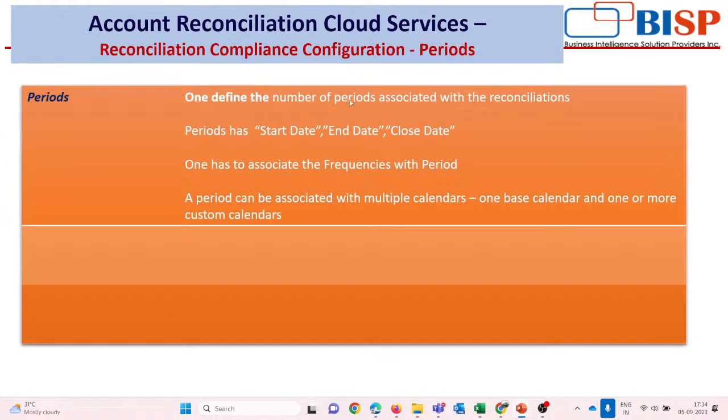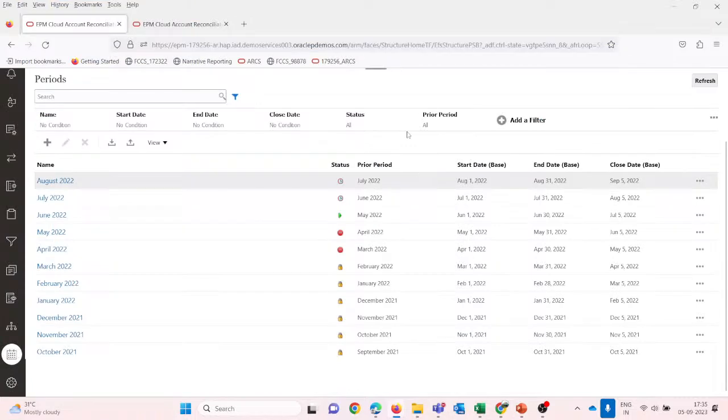One can define the number of periods associated with the reconciliation, so we have to define the periods along with each and every reconciliation. The period has a start date, end date, and close date. And one has to associate a frequency with the period, so we have to define the frequency with this period.